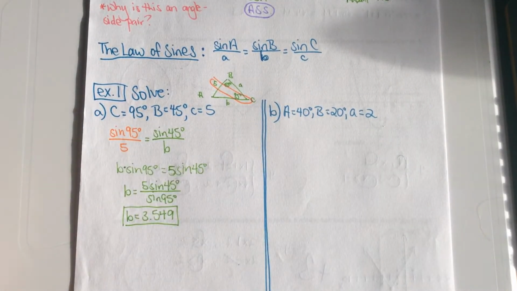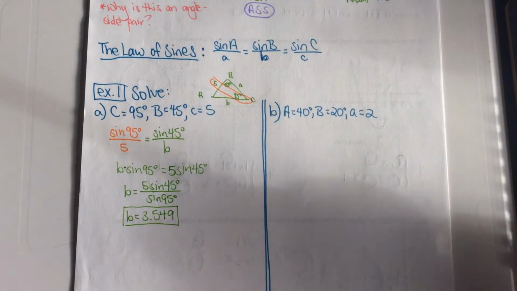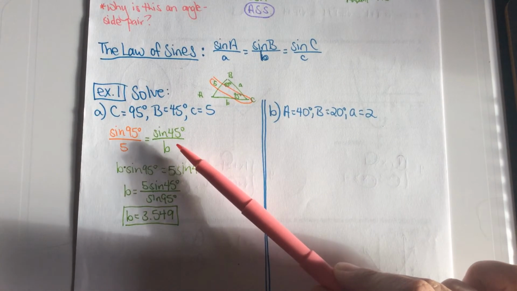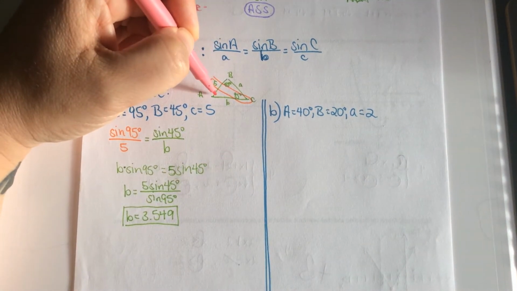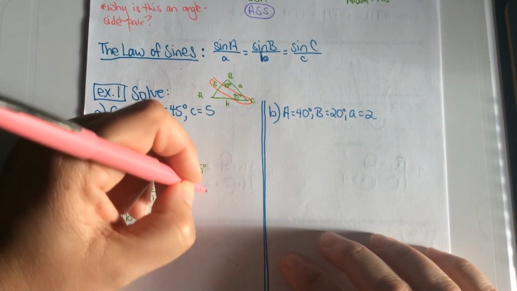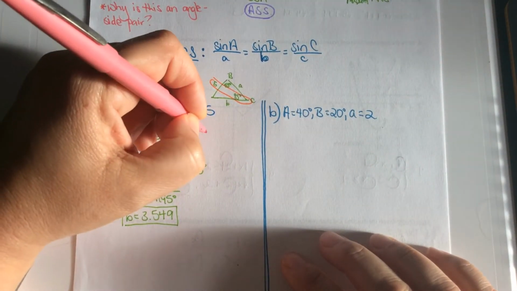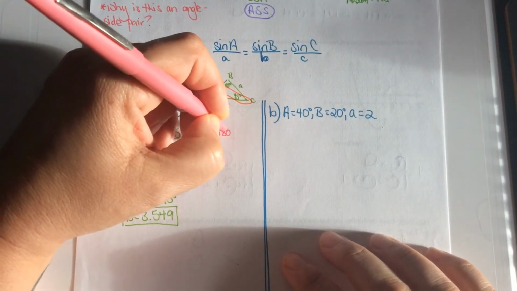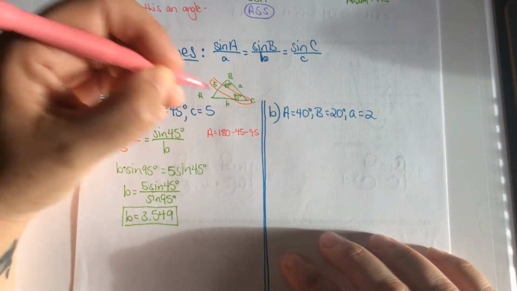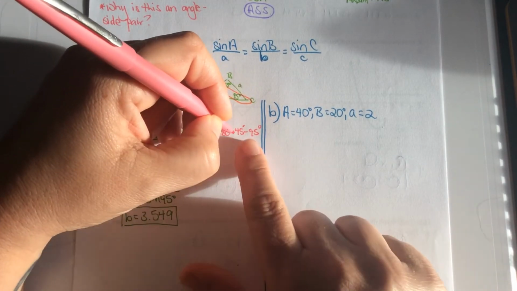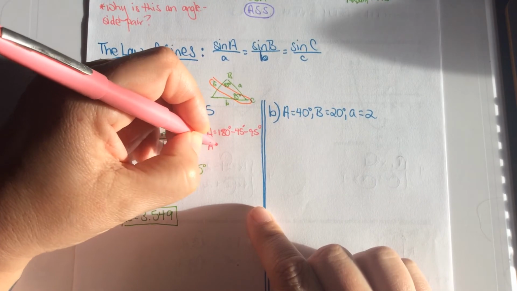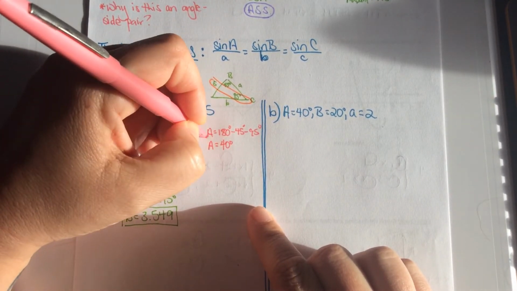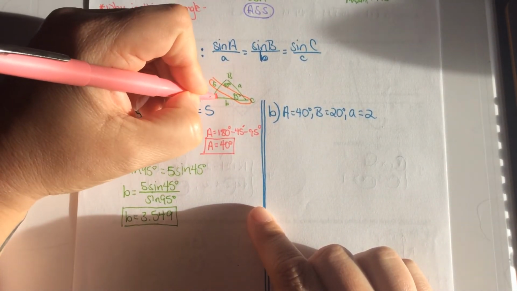Now I need to figure out what I'm going to do about A, because I just said I don't have angle A or side A, so I can't use it as one of my ratios. But you probably already know what I'm going to do, right? I can find angle A. A is going to be 180 minus 45 minus 95. So what is this? This is 140, right? So A is going to be 40 degrees. So there's another piece of information.